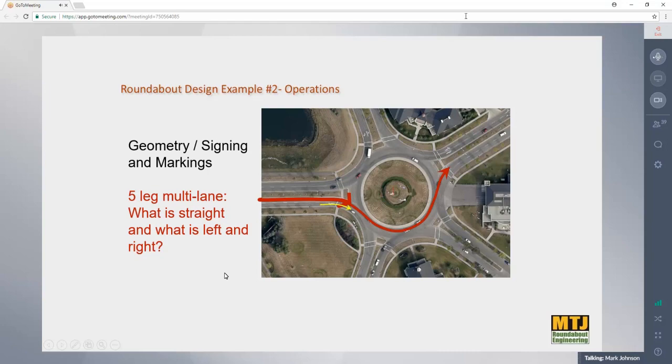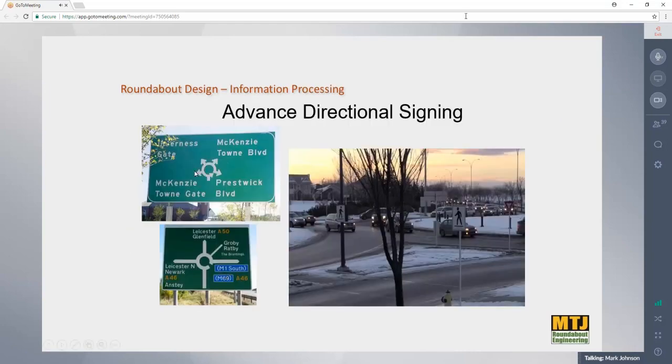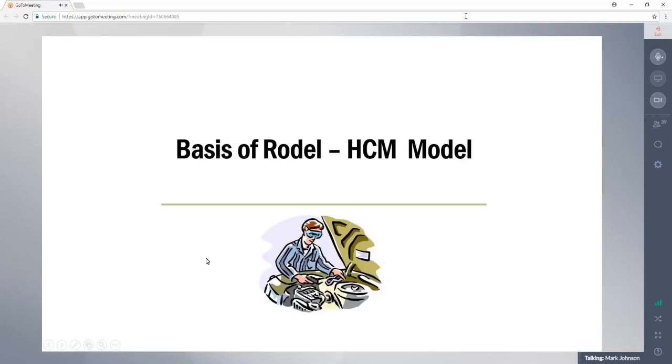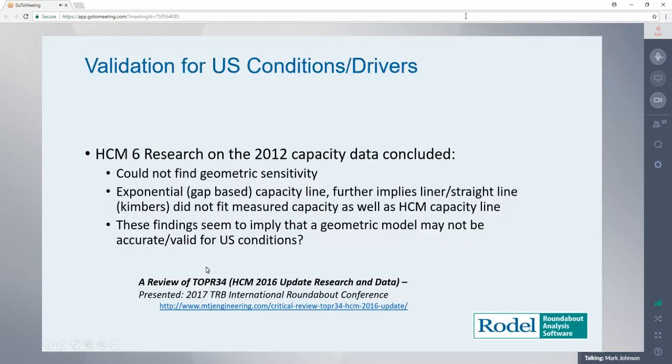But as you look at this project, some of the signing and marking is not particularly instructive, and so drivers go with what they think is going to get them to the right place, and you get poor lane utilization. As was mentioned previously, the 2012 data for the HCM6, or the 2010 update now called HCM6, they couldn't find geometric sensitivity.